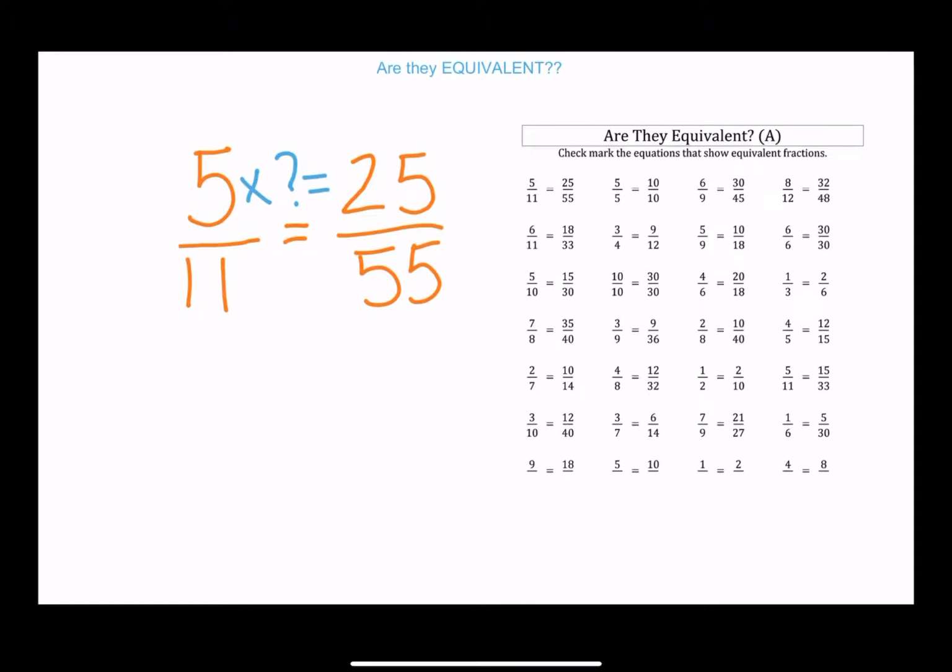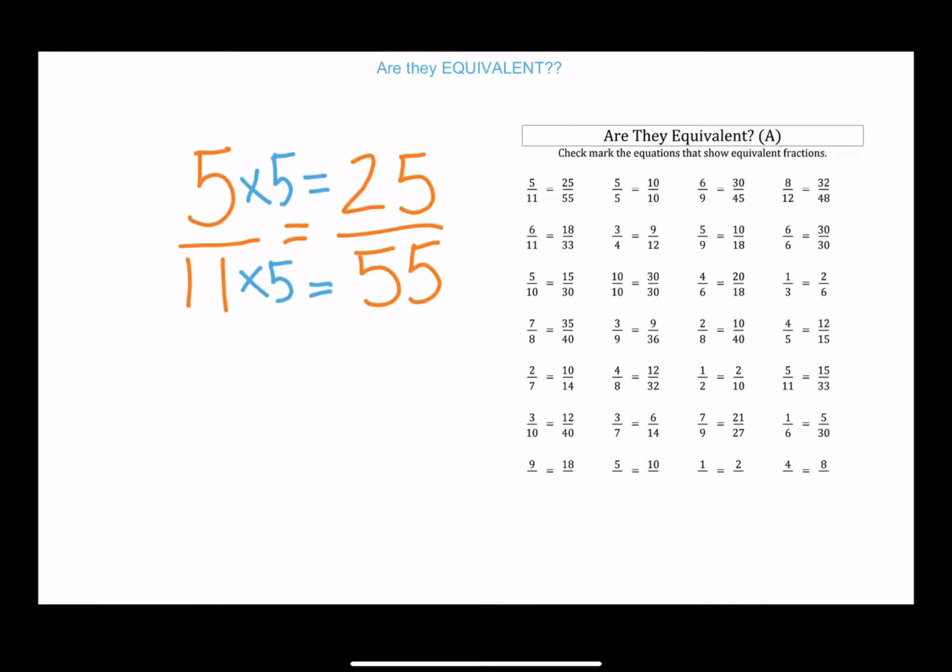Well, if you know your facts, or if you count by fives, you know that 5 times 5 will give you that 25. Whatever we do to the top, we must do to the bottom. And if 11 times 5 equals 55, we know that 5/11 will be equal to 25/55.